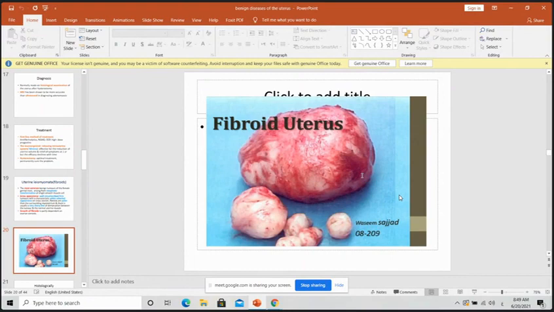You have to know that the growth of these fibroids is dependent on ovarian steroid hormones. شنو معناته؟ معناته وجود الفايبرويدز متعلق بيا age group of the woman.